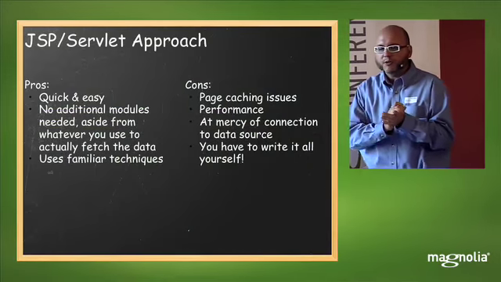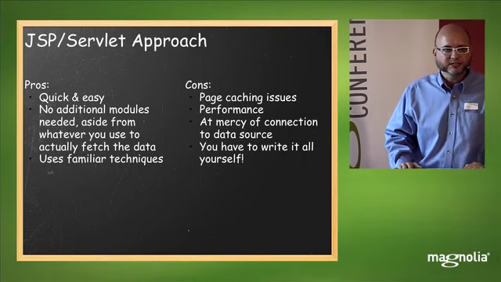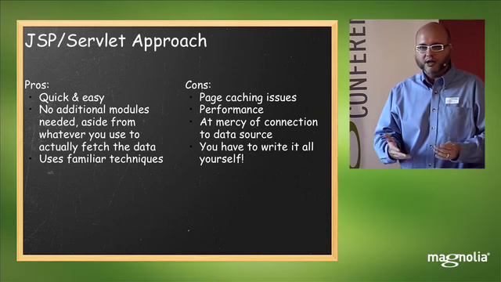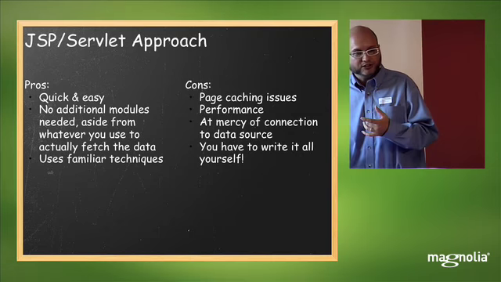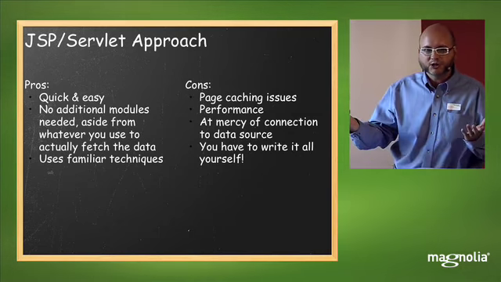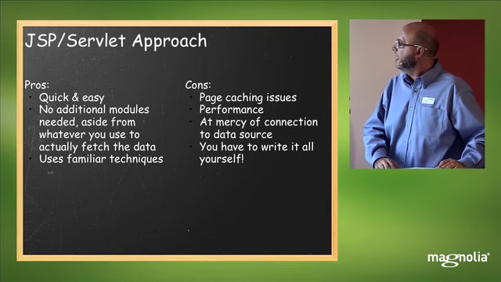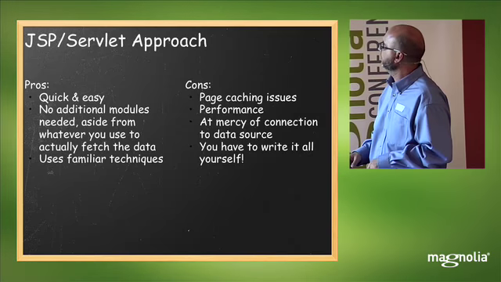So there are pros and cons to this approach. The pros are that it's very quick and easy to implement. If you've done JSP work before, this is nothing new to you. You don't need anything in the way of additional Magnolia modules aside from what you're using to actually retrieve the data, so the XML RPC client in our case. And it uses familiar techniques. If you're already a Java developer, you pretty well know how to do this sort of thing.